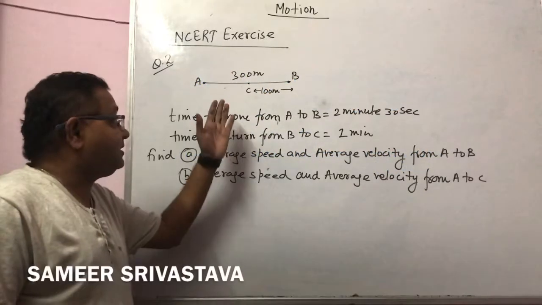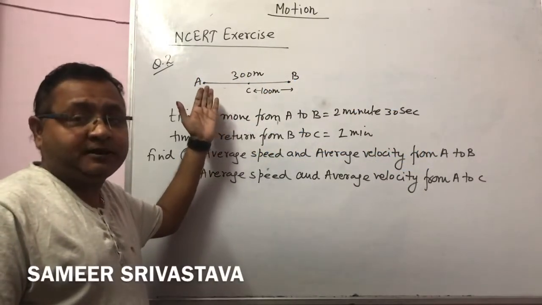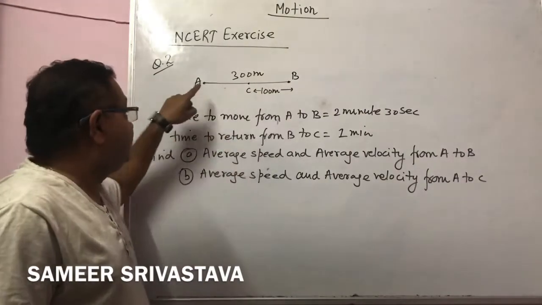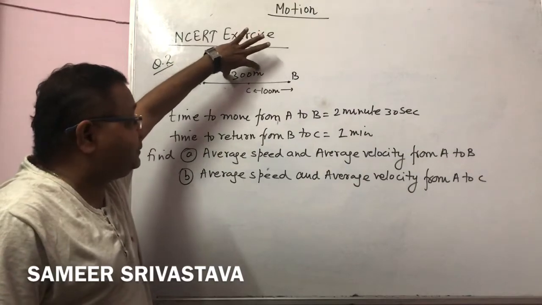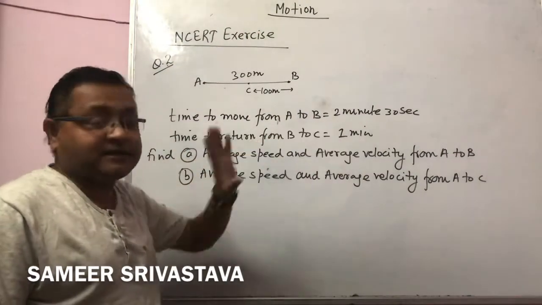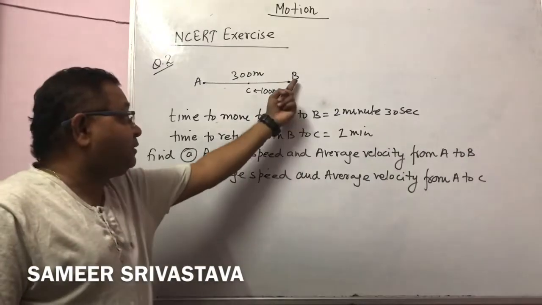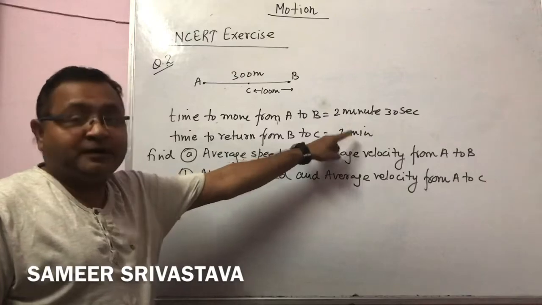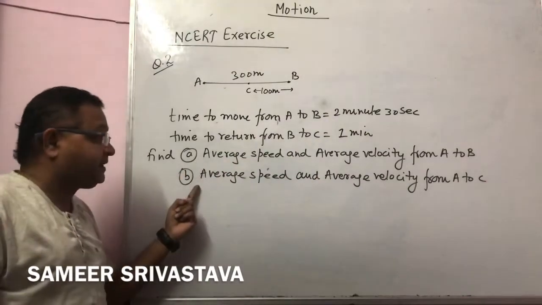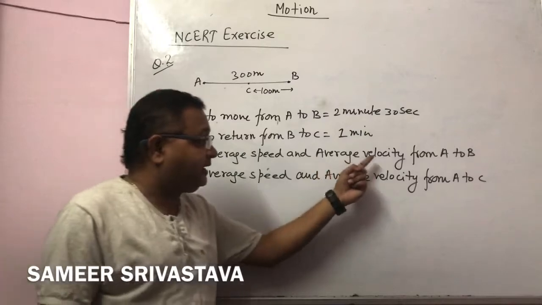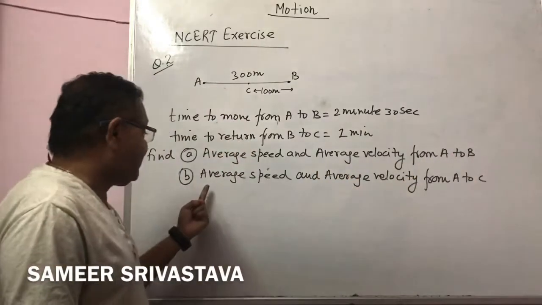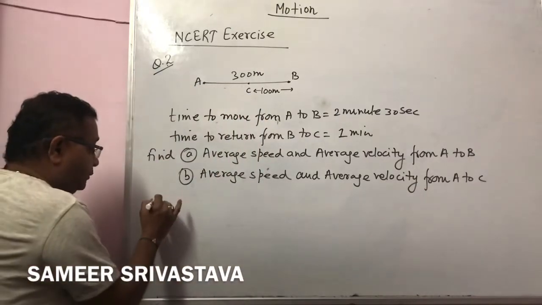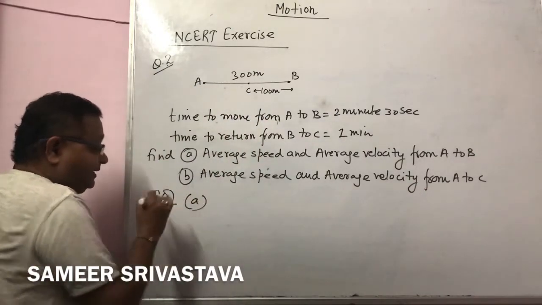Okay. Now the second question says Joseph starts jogging and reaches point B from A, that is 300 meter, in 2 minutes 30 seconds. Now he returns back up to point C, which is 100 meter, in 1 minute. We have to find two cases here: first, average speed and average velocity from A to B; second, average speed and average velocity from A to C. So first of all I am going for the solution of the first part.